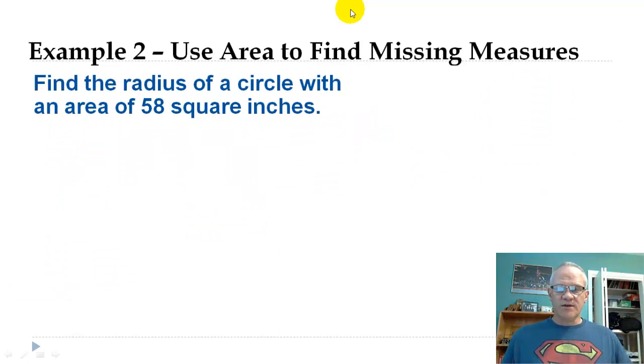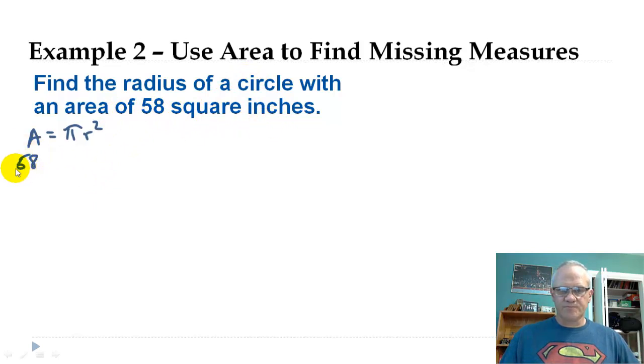So again, we're doing the same thing for each of these types of shapes that we've been talking about their areas. We see how to use the formula for area, and now we say, hey, if I know the area, how can I find a missing piece? And so again, we're still going to use that same formula. Our formula for area is pi r squared. We're going to try to find the radius.